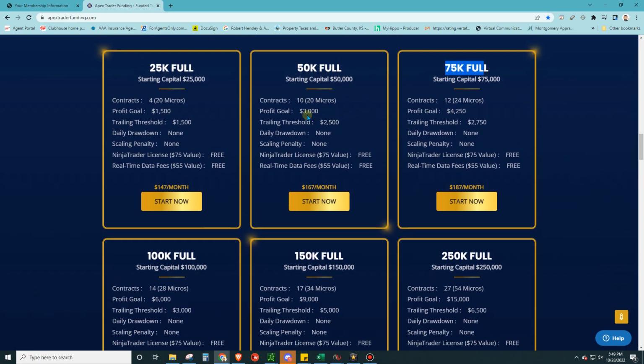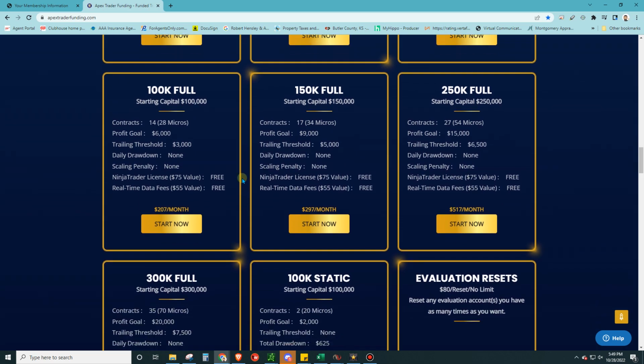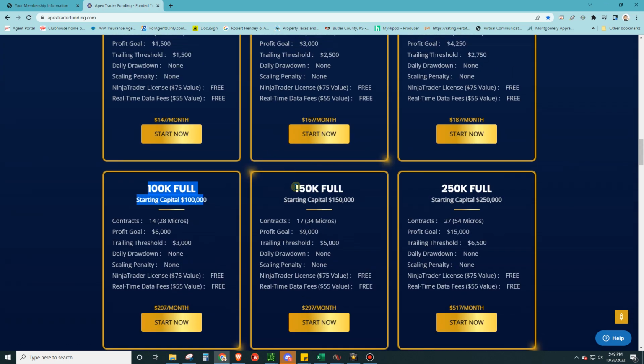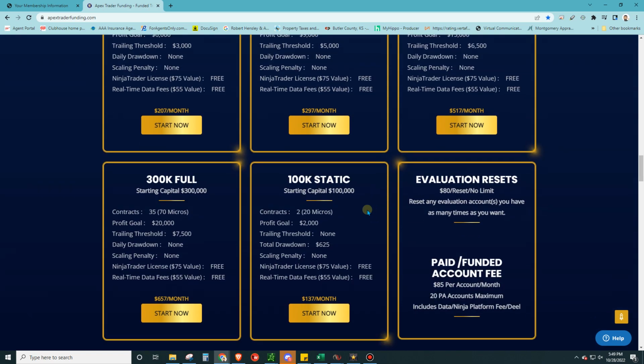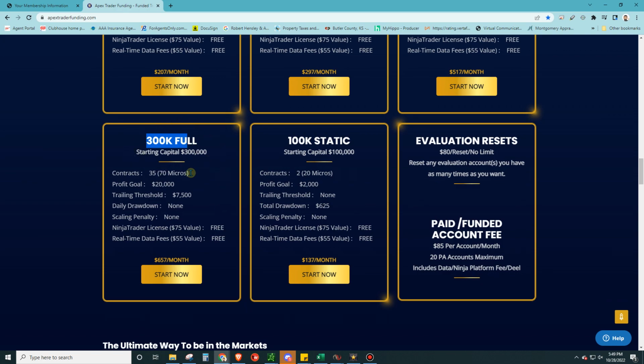These all have trailing thresholds. So remember what I said, and understand what this trailing threshold means. The next ones, you've got the 100K, 150K, 250K, 300K. That's going to be the maximum one that has the trailing threshold. The static one is pretty interesting in that you don't have a trailing threshold, and a lot of people like this one. You just have a total drawdown.